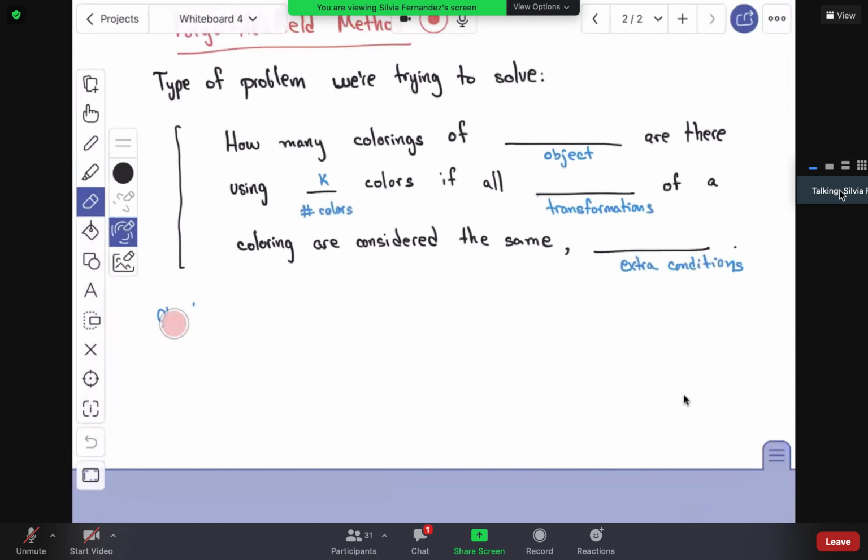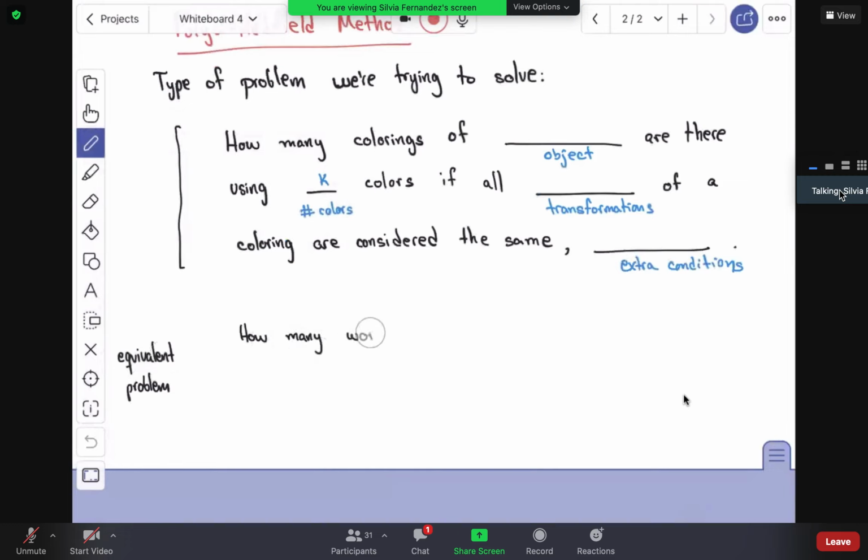Let me give you an alternate version of this problem because for the first three groups, we're gonna work with strings, with words. So this is an equivalent type of problem. This is gonna be how many words. Actually, let me say again. All of this will be clearer soon. So cyclic words are there, or actually, let me say circular.